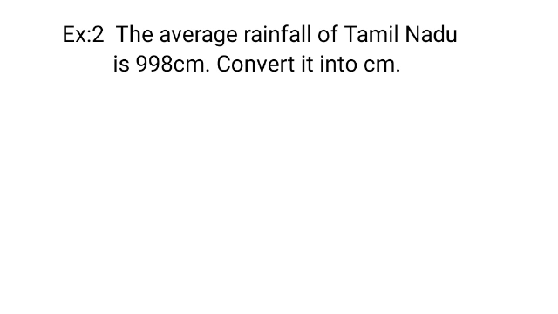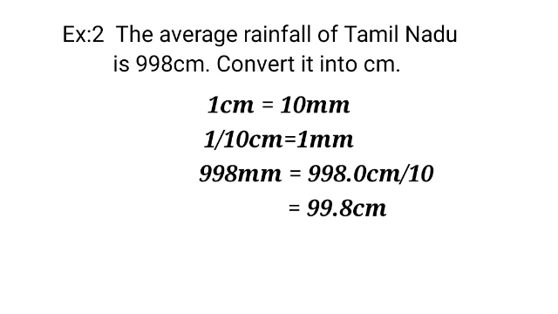42,195. In the same way, the average rainfall of Tamil Nadu is 998 millimeter. Convert into centimeter. So here, millimeter is the smaller one and centimeter is the bigger one when we compare. So small to bigger one we must divide. As from the formula, 1 centimeter is equal to 10 millimeter. So 1 by 10 centimeter is equal to 1 millimeter. So we must divide by 10. So 1 zero is there. So 1 decimal place we have to move forward, that means front, isn't it?